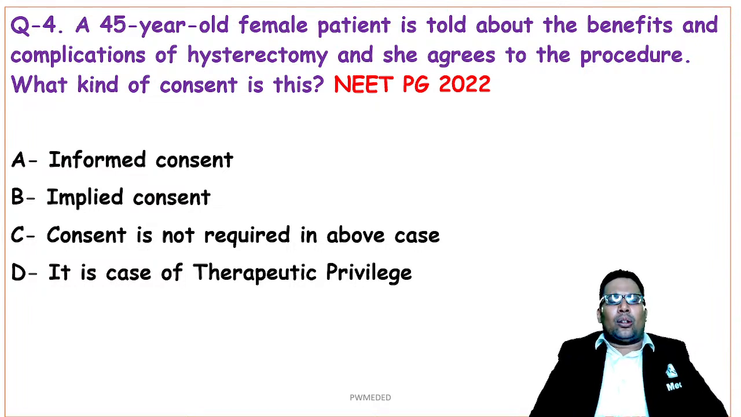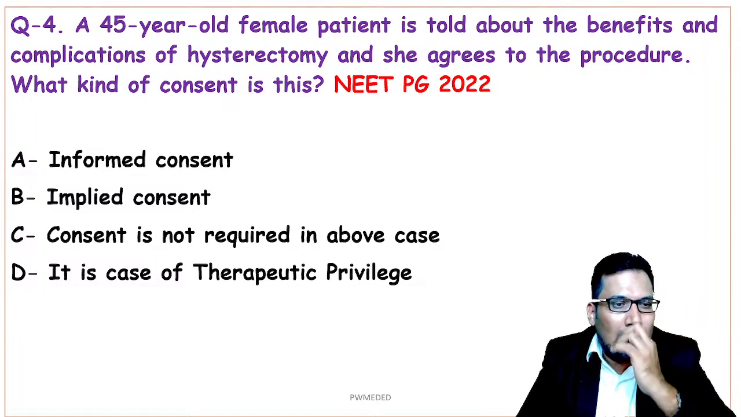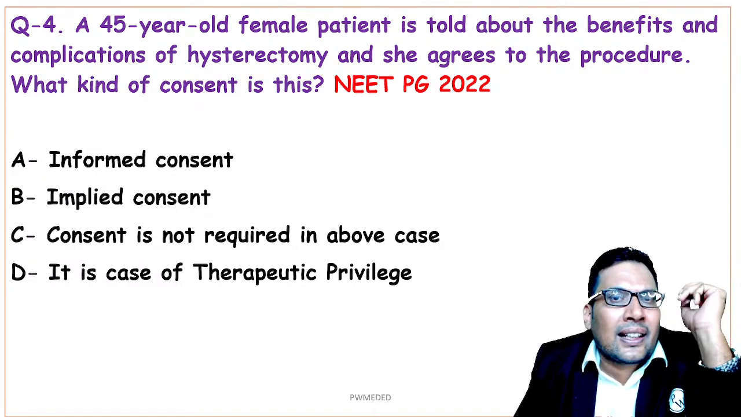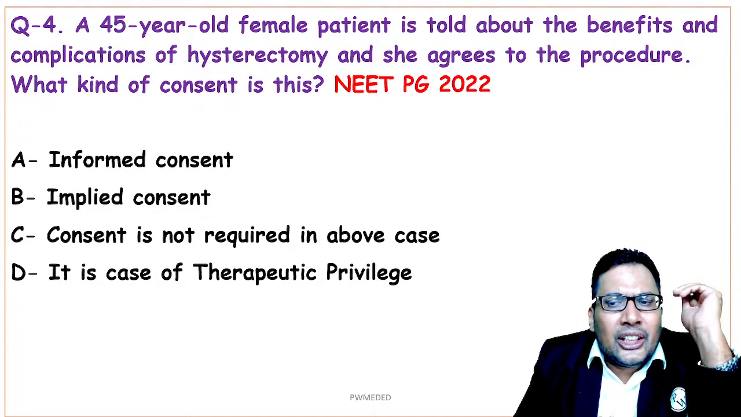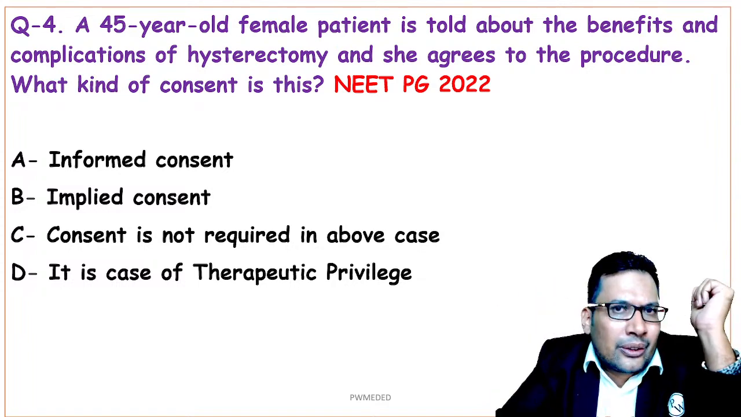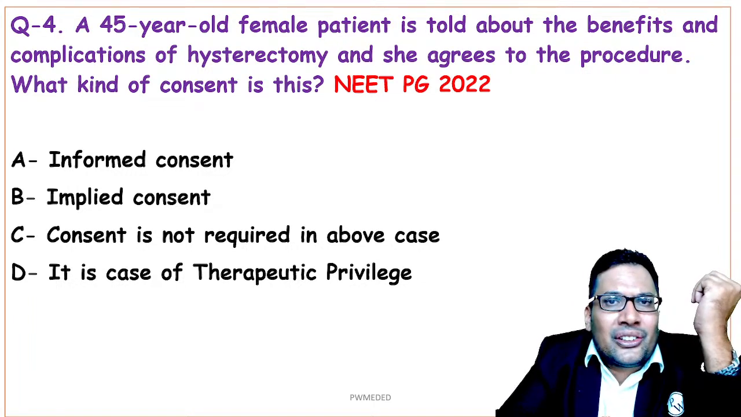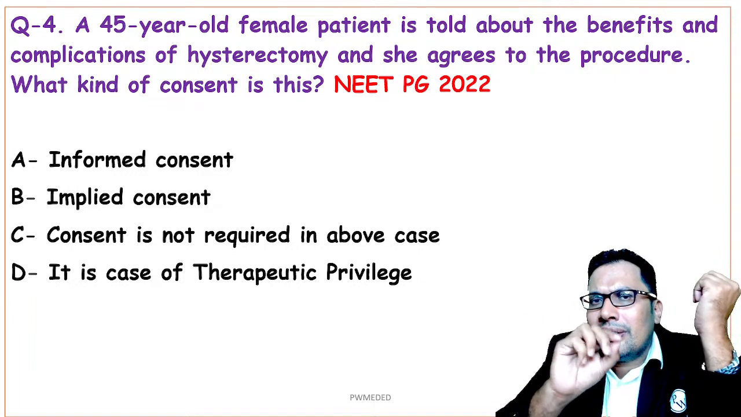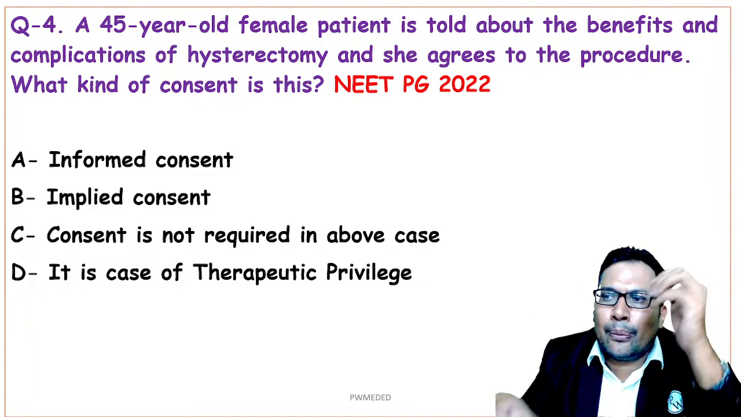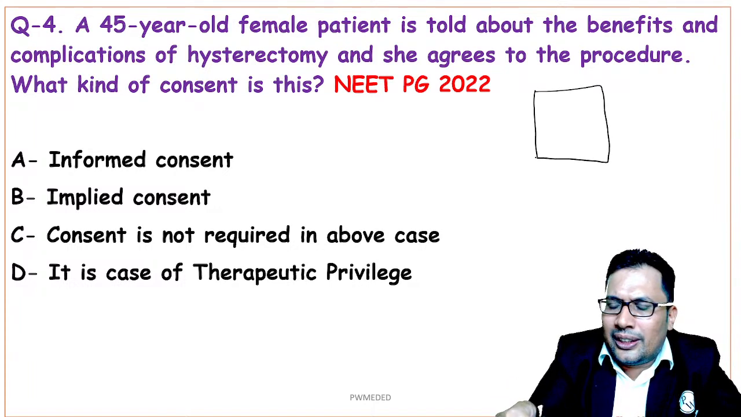Next, question number 4. A 45-year-old female is told about the benefits and complications of hysterectomy. She agrees to the procedure. All the complications of hysterectomy and alternative procedures are explained and the written consent is taken. So what type of consent is this? This is very simple. Whenever you take consent, consent can be of 2 types.